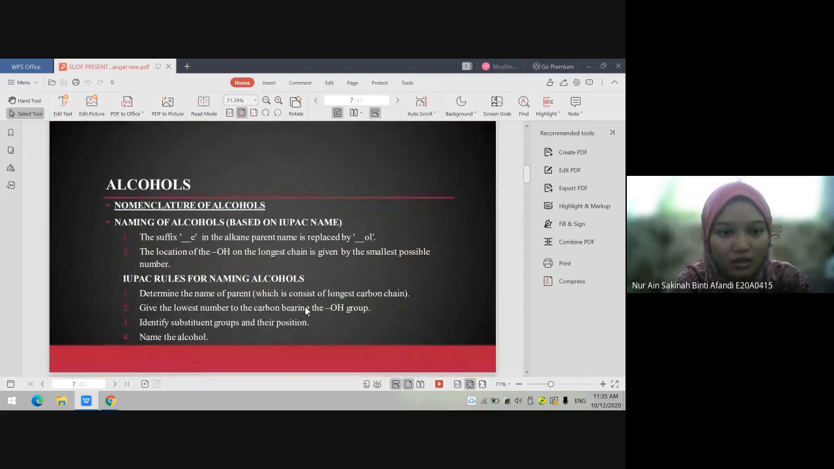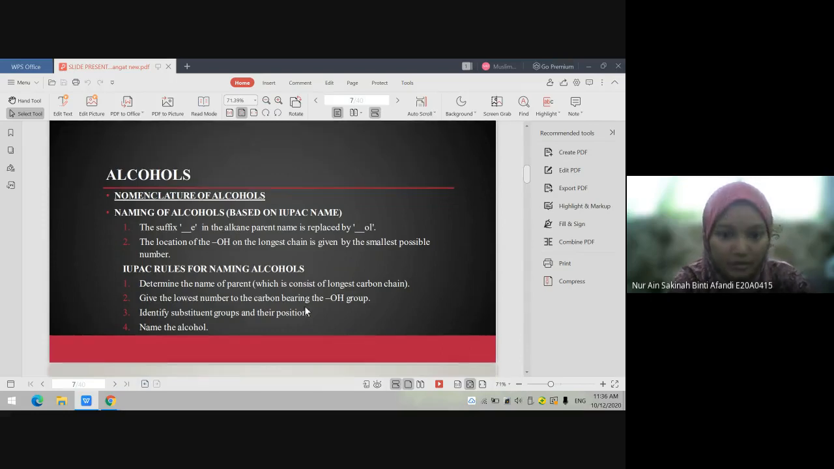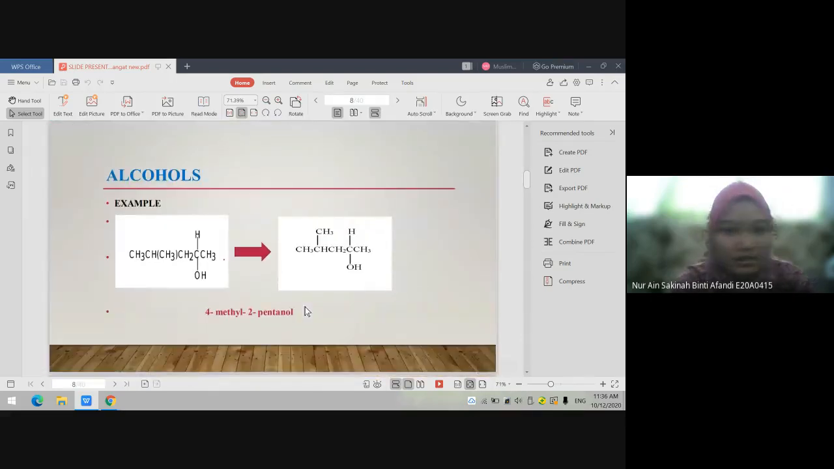Nomenclature of alcohol. The suffix "e" in the alkane parent name is replaced by "ol", and the location of OH on the longest chain is given by the smallest possible number. IUPAC rules for naming alcohol. Determine the name of parent, give the lowest number of the carbon bearing the OH group, identify substituent groups and their position, and name the alcohol. This is the example.